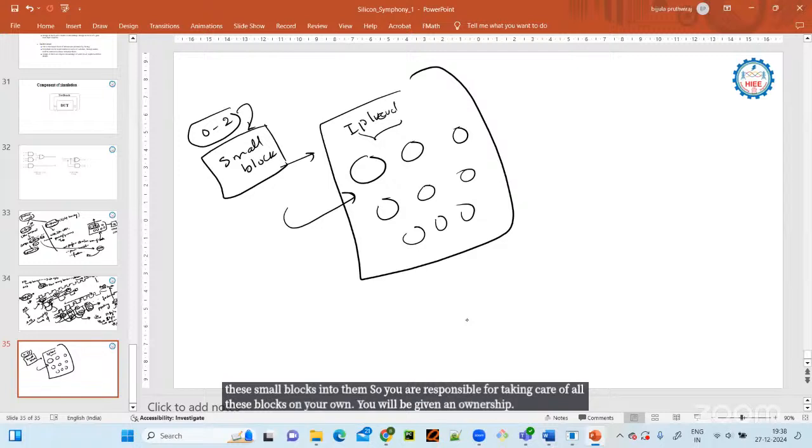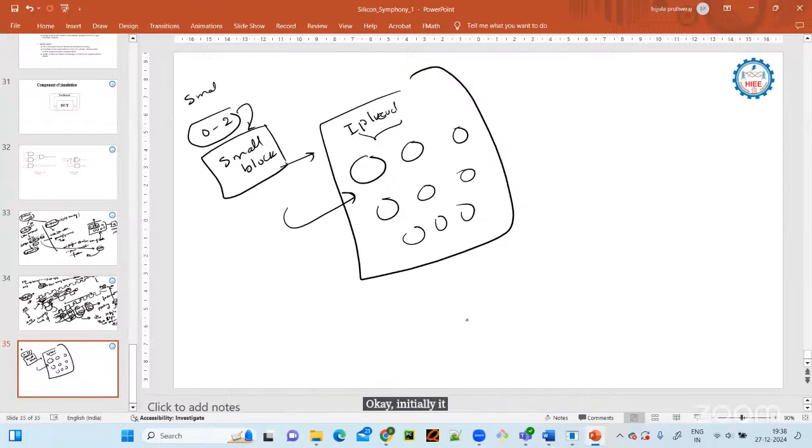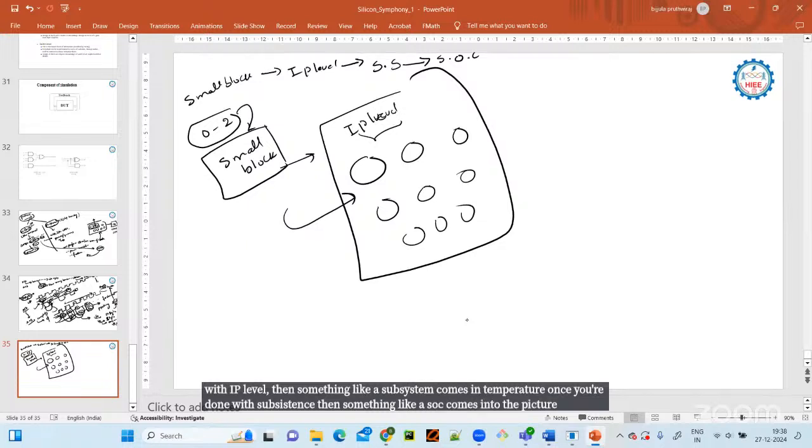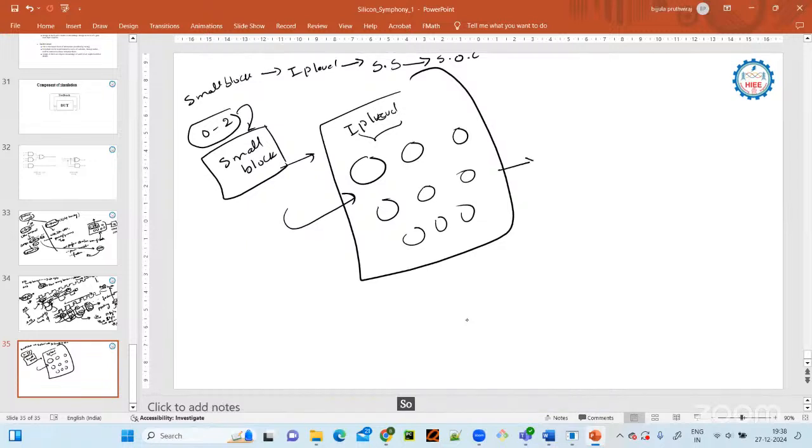Initially it is a small block. Once you're done with the block, IP level will come into the picture. Once you're done with IP level, then a subsystem comes into the picture. Once you're done with the subsystem, then an SOC comes into the picture. SOC is nothing but system on chip. So you will be working on IP level probably in 2 to 4 years of time.